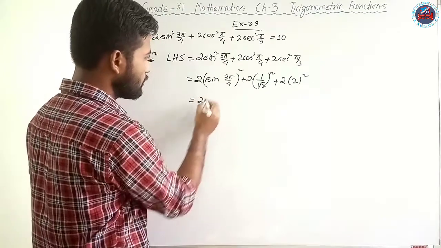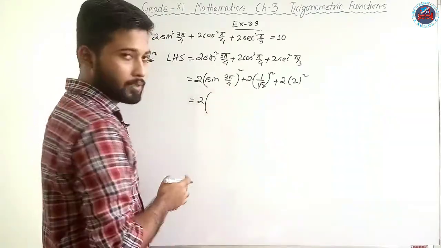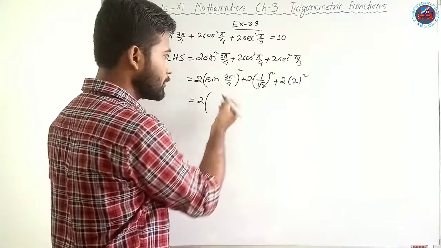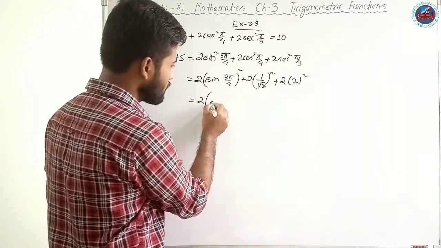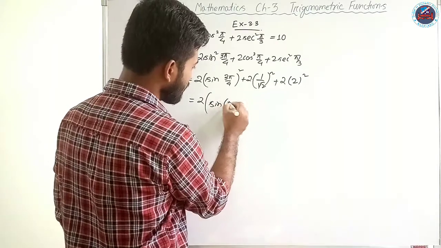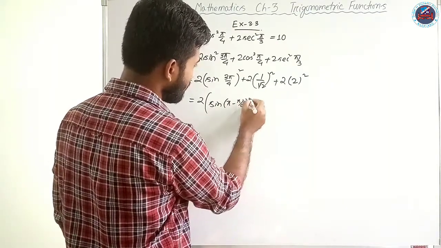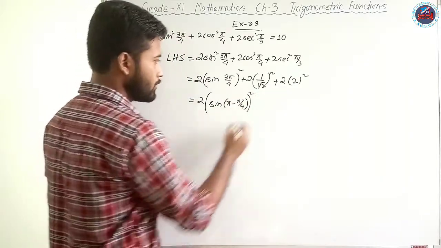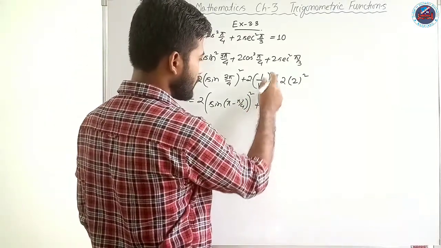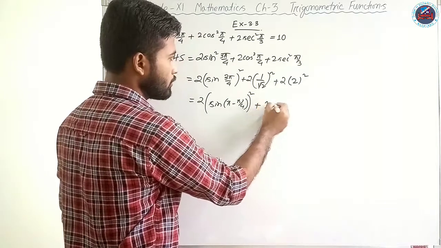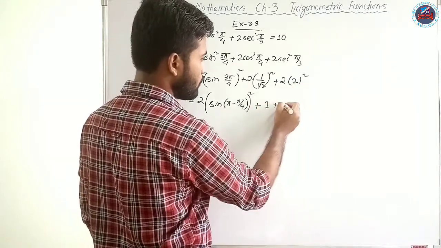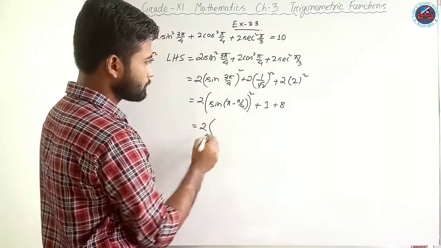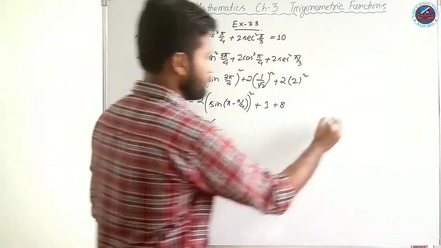Now what about this sin of 3π/4? We don't know the value of sin 3π/4, isn't it? But we know the value of sin π/4. So I can write sin of (π minus π/4), so these two are the same. π minus π/4 is 3π/4. And if we calculate this, 1 by root 2 squared will be 1/2, and here we shall have 2 into 4, that is 8.